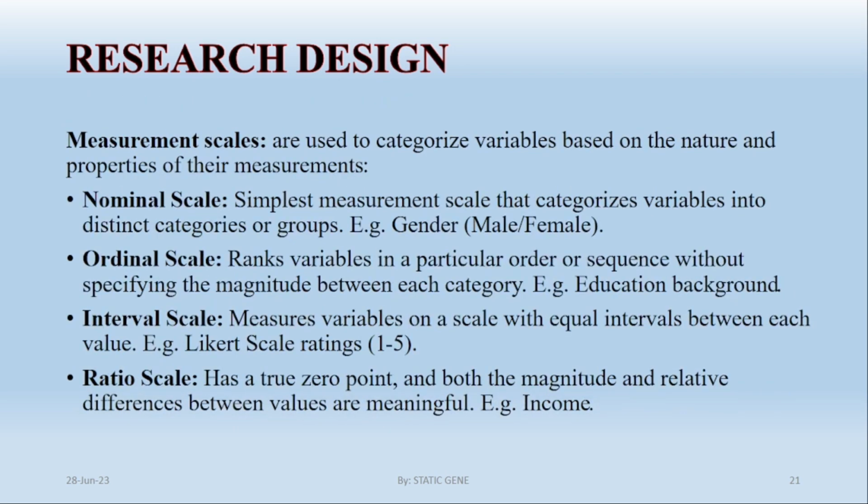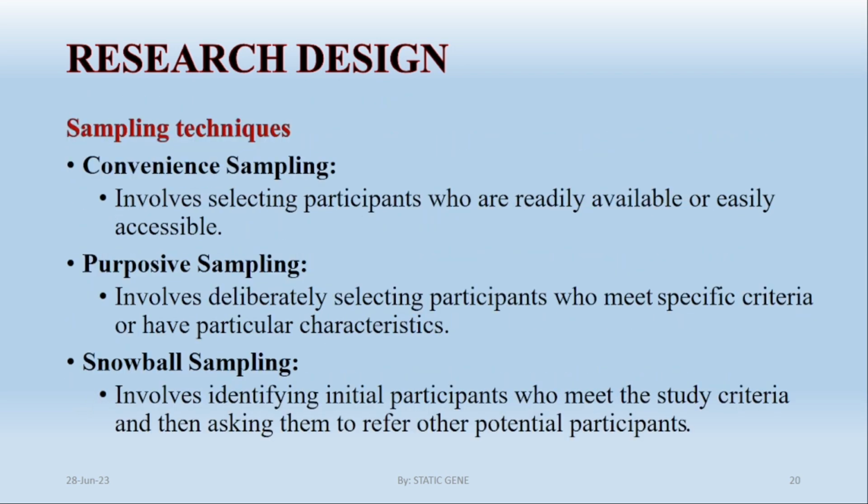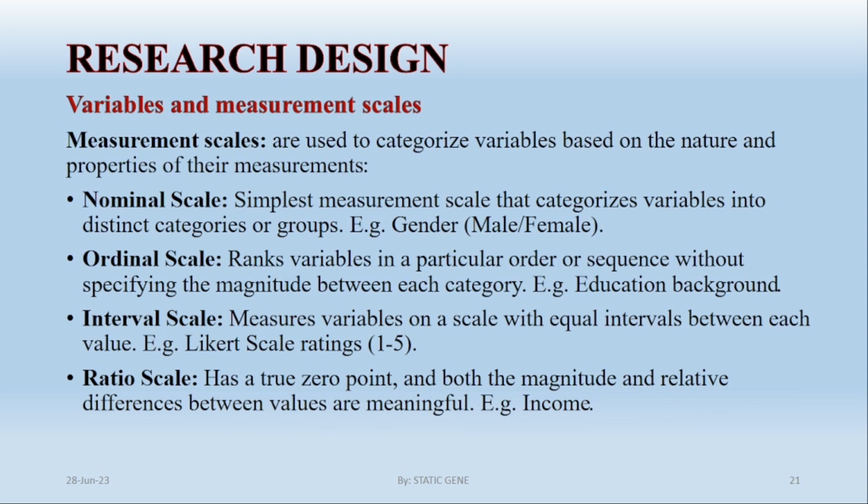Now, even when you have sampled your participants, the question remains: how will you measure their responses? You need to know which scales you will use to measure their responses. So let's talk about measurement scales. Measurement scales are used to categorize variables based on the nature and properties of their measurements. There are four major measurement scales: the nominal scale, ordinal scale, interval scale, and ratio scale.